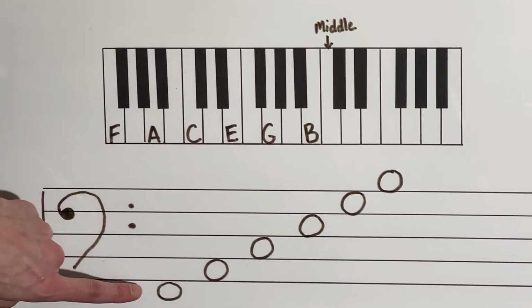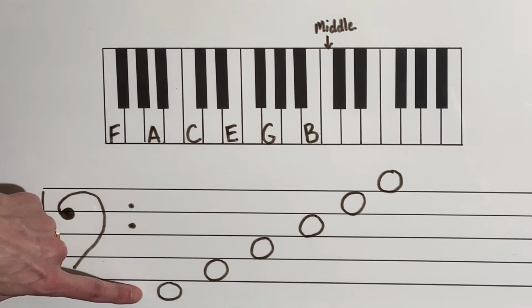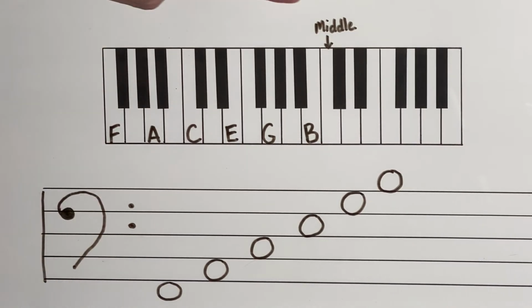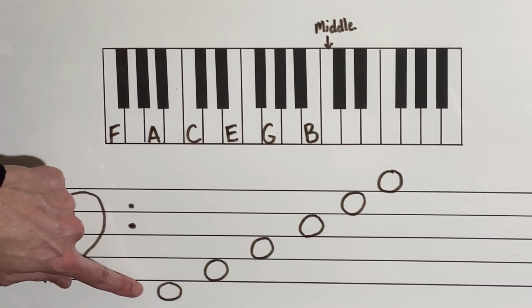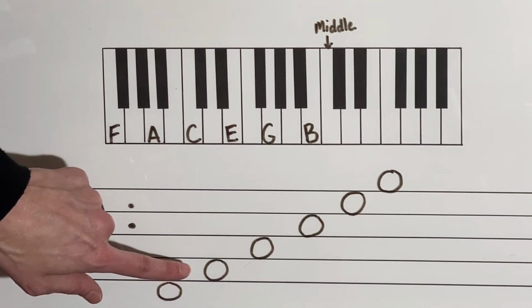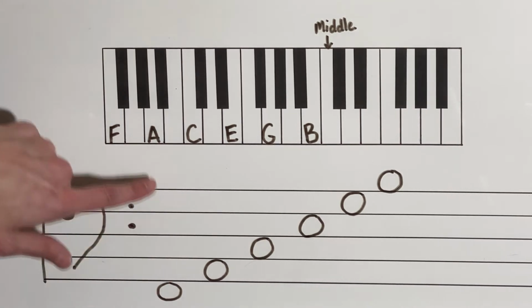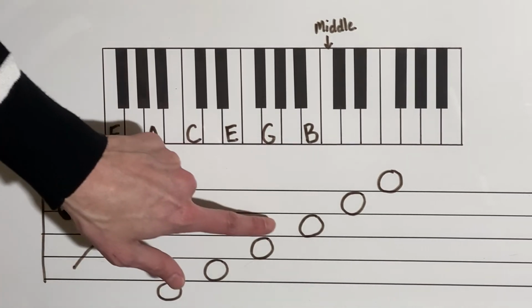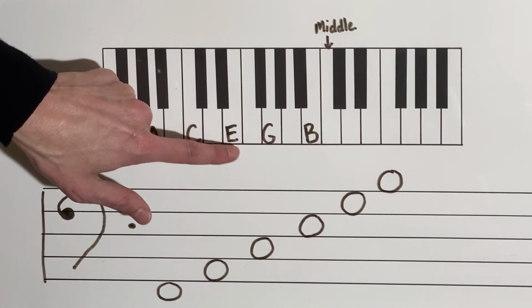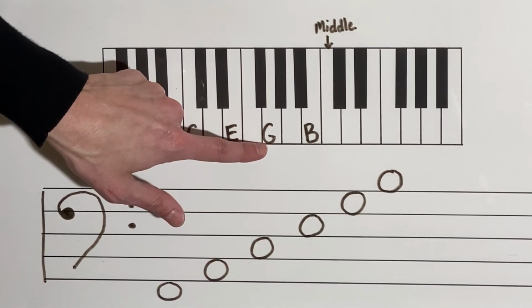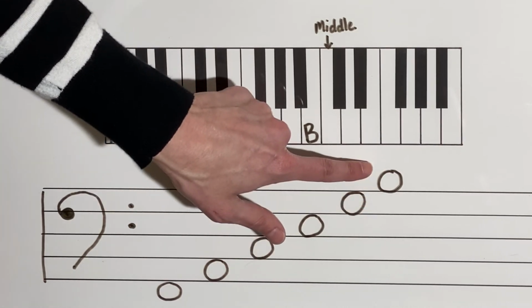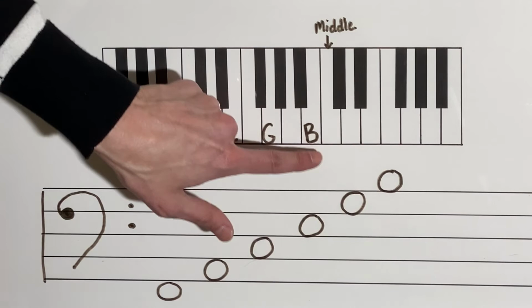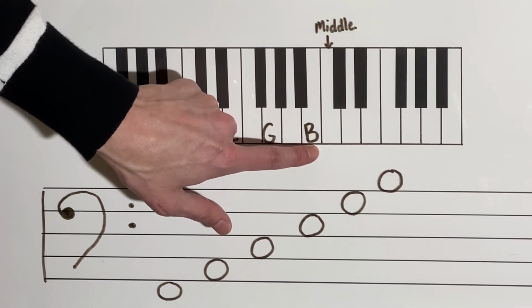Our space down here that is below the bass clef is going to be F. And if you notice, we're 2 Fs below where that middle C is. Our first space on the staff is going to be A. Our second space is going to be C. Our third space is going to be E. Our fourth space is going to be G. And then the space that's above the very last line is going to be B.